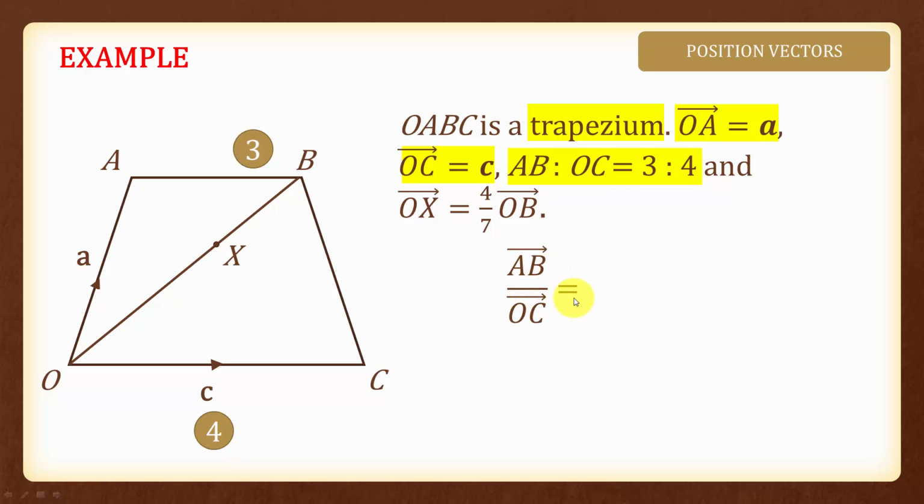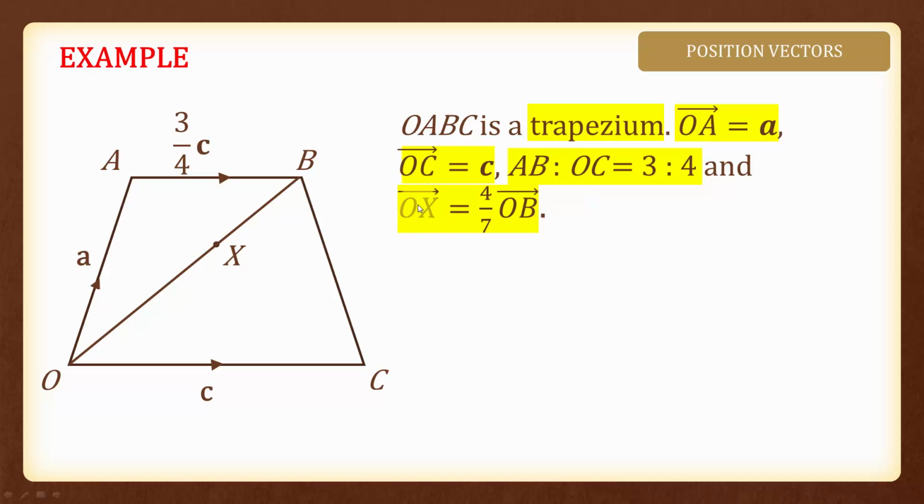AB over OC will be equal to 3 over 4. Since we have already found OC, we can multiply OC on both sides to give us vector AB is equal to 3 over 4 times vector OC. And vector AB will be equal to 3 over 4c. We'll write 3 over 4c here with an arrow.